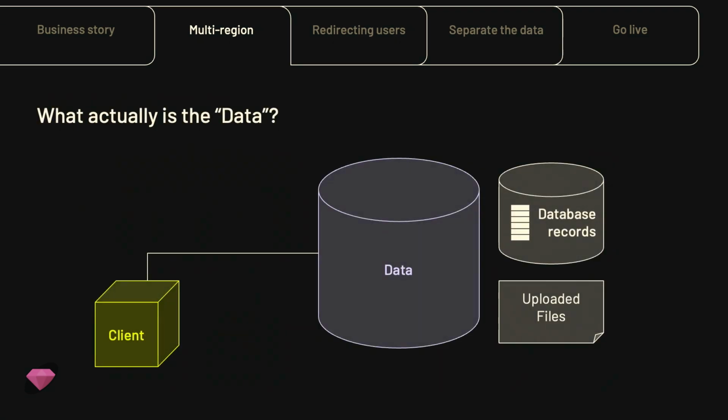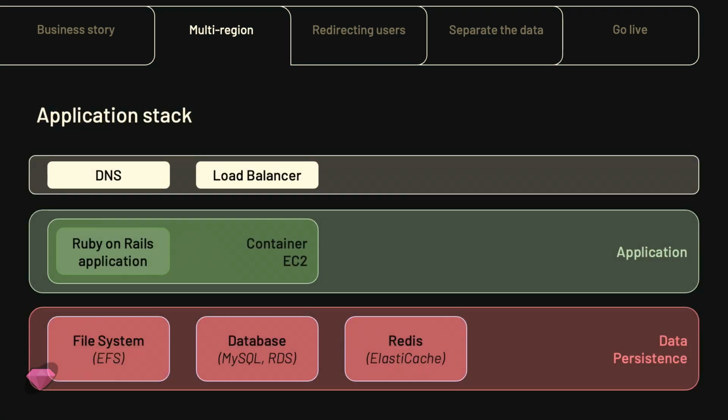Cool. So just to give you a small context of what I actually mean by data. I say data is stored. In our case, these are databases, the database records that we have. And then there are files that users uploaded when they were using our application. In terms of the stack, it's quite simple. Don't worry, I don't want to get into details of the infrastructure. It's just to give you an overview.